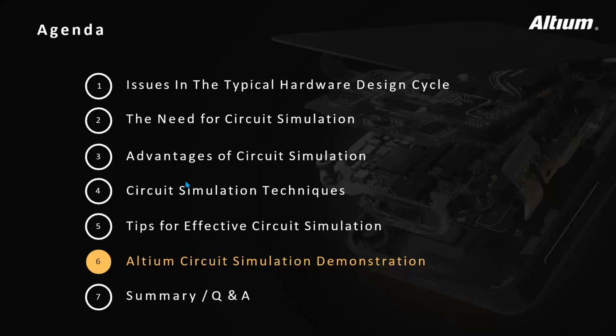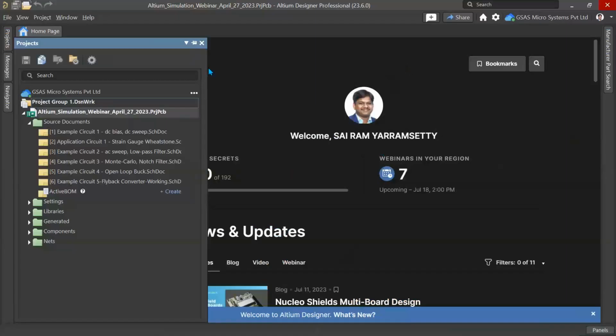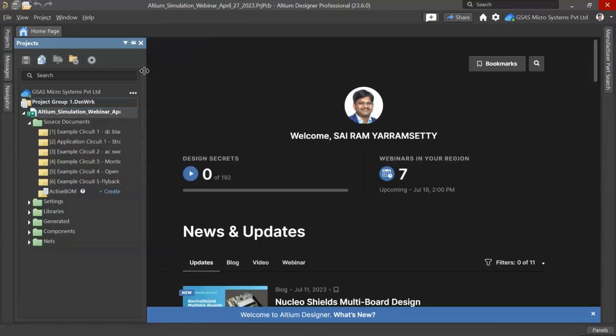Now let us take a look at how we can perform simulation inside Altium Designer: transient, HSP, PC switch, sensitivity, and multiple analysis, with the help of Altium Designer. I'm just going through Altium Designer. Yes, here is the tool, Altium Designer. Now I'm going to show you how you can perform the simulation inside Altium Designer with some example circuits.